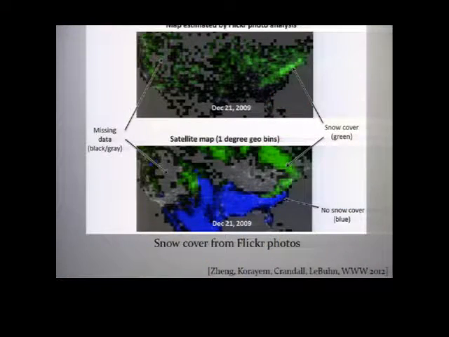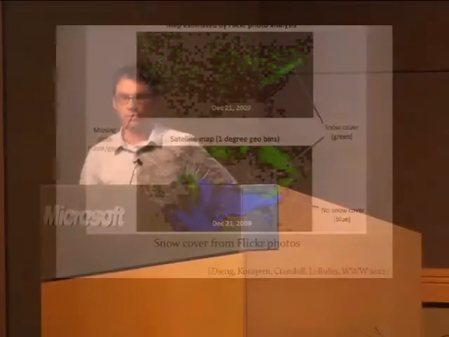Astronomy has been ahead of the curve in trying to do this. There's also been some work using just crowdsourced photos. Some very nice work from Dave Crandall's group took geotagged photos from Flickr and tried to estimate which parts of the country are covered by snow at a given time from these photos.